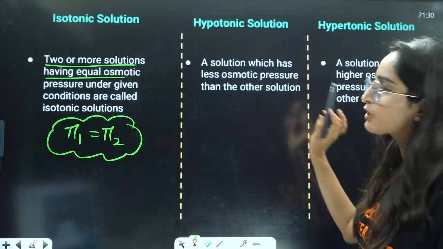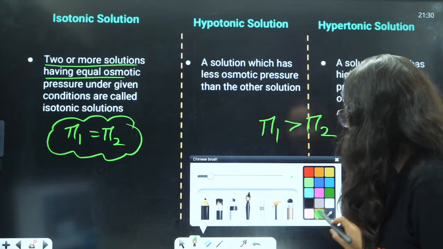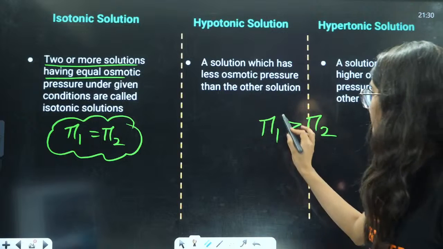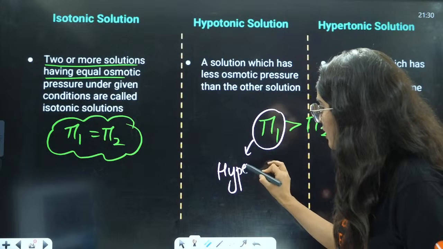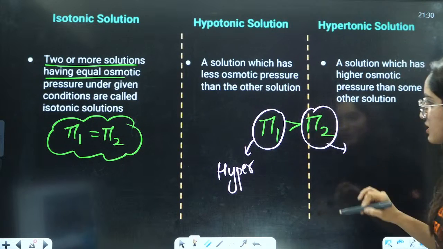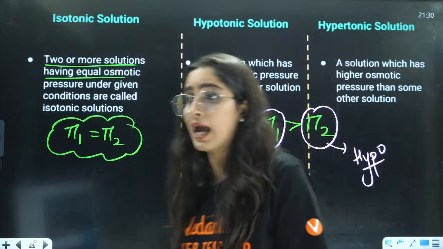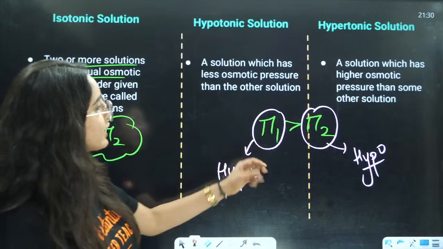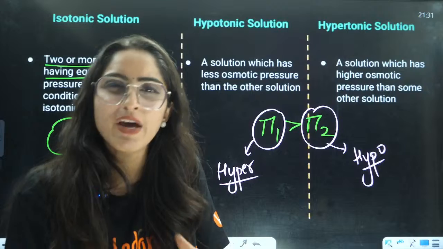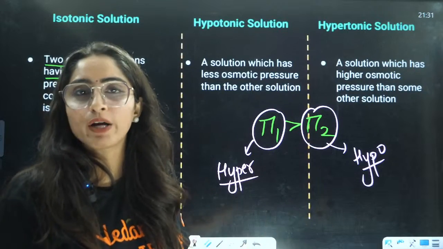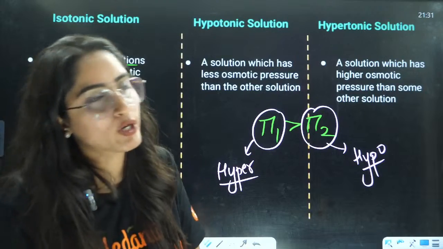If I say hypertonic and hypotonic, if I am saying pi 1 is greater than pi 2, in that case the one which has more osmotic pressure is called your hypertonic. The one which has less osmotic pressure is called your hypotonic. This is called hypotonic, that is called hypertonic, right? What is hypertonic? Which has more osmotic pressure. Hyper means more energy, very hyper, right? So which has more osmotic pressure is hypertonic, which has less osmotic pressure is hypotonic, right?